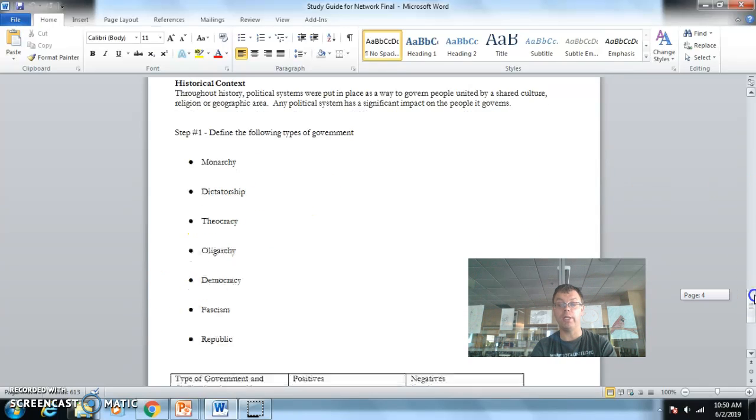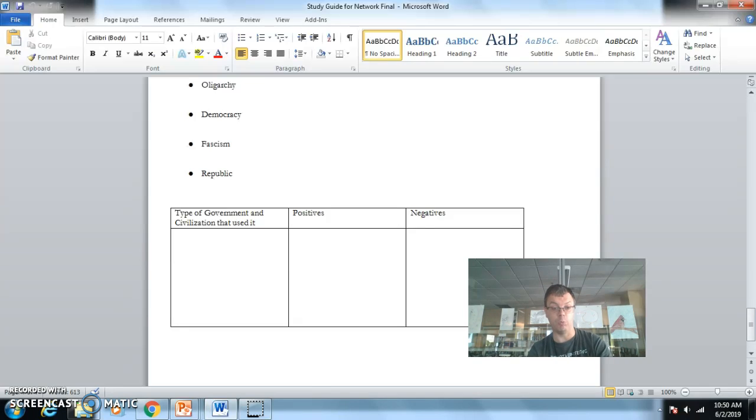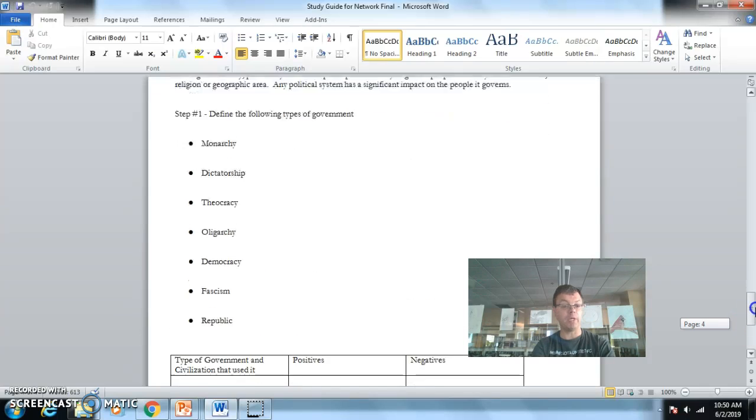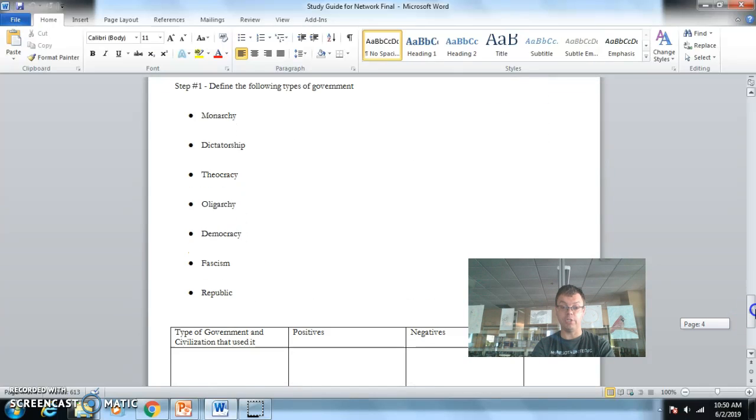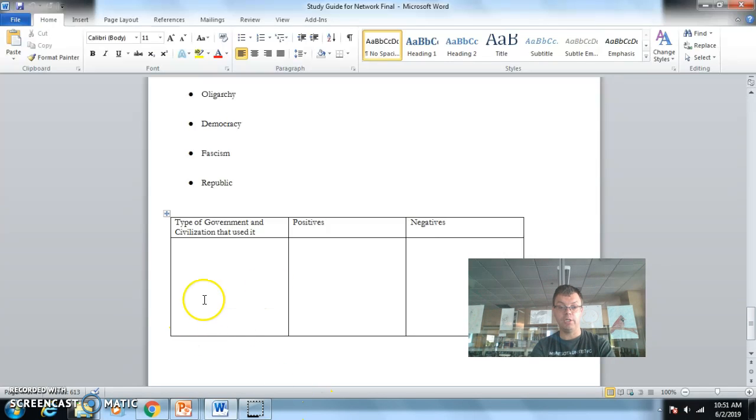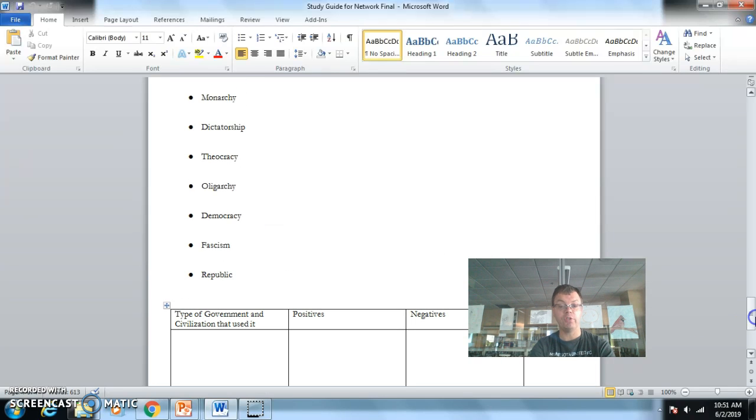And let's look at what you can do for our next step as well. So you're going to look up these different types of governments. Some of them you might know. Many of them have been mentioned throughout the year. And then where it says type of government and civilization that used it, find one civilization that used one of these forms of government. Like you could say the Mongols used blank kind of government. Or you can say, what other civilizations did we talk about? The Han Dynasty in China used this form of government. The Ghana Empire used this form of government.